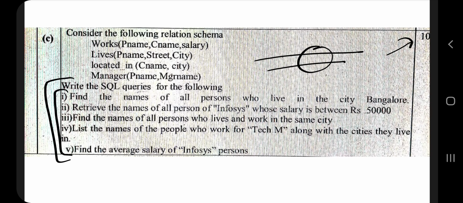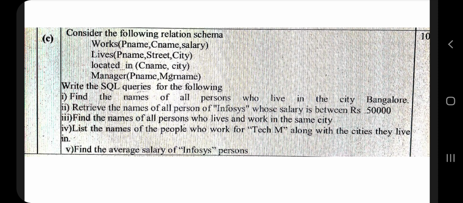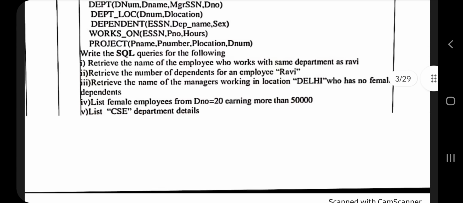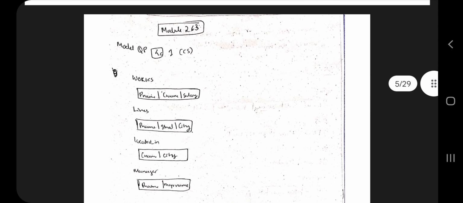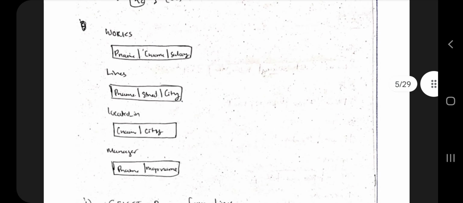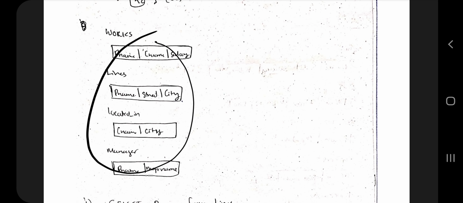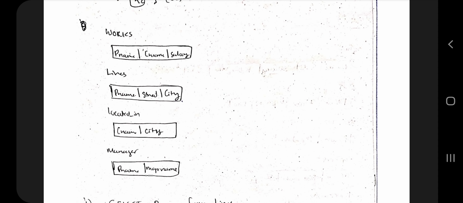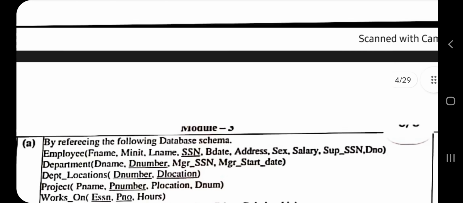It's very simple. After you have noted down what the tables are, you have to move on to the solution. I'll be discussing 3 questions here, to make you understand the actual pattern you need to keep in mind. Now see here, after going through the tables, you make something like the schema diagram: works with p name, c name, salary, and then lives, located in, and manager. That's the first thing which you have to make. This is not compulsory, but it will help you derive the query in an easy way.